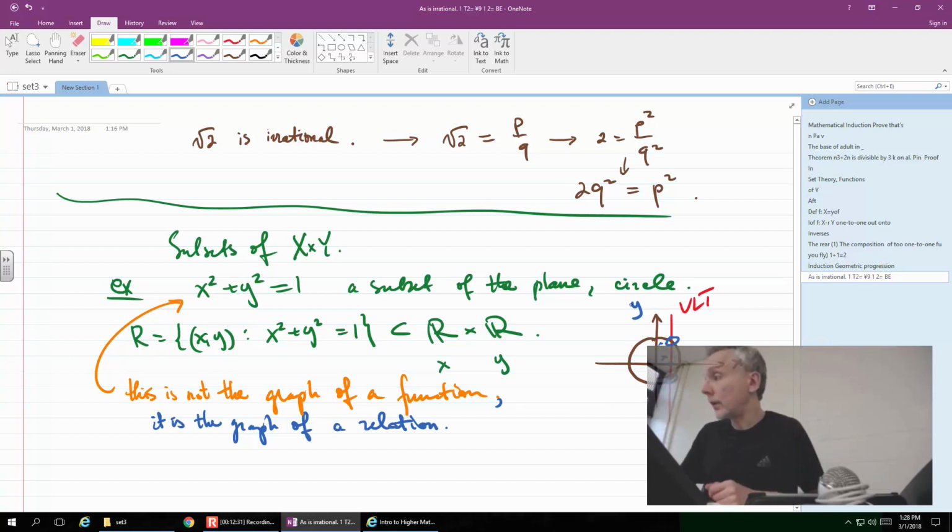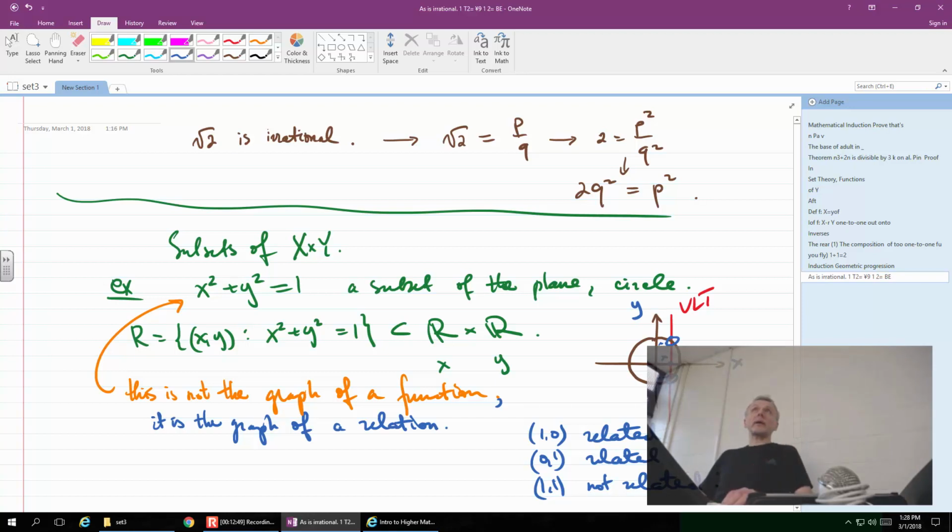Say (1, 0) related, (0, 1) related, (1, 1) not related. So you check every point on the xy plane against this relation. Do they satisfy the equation? If they do, they are related. If they do not, they are not related. Graphically speaking, every point on the circle represents a pair of related quantities, x and y, and every point off the circle represents a pair that are not related.